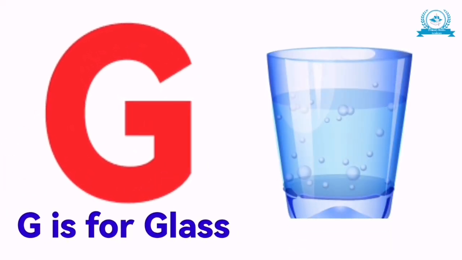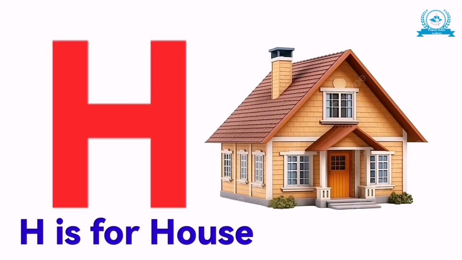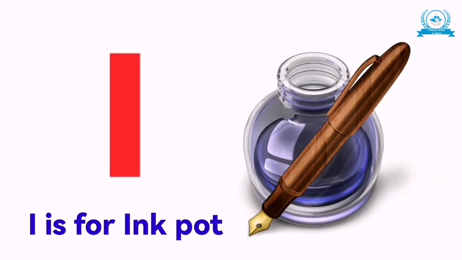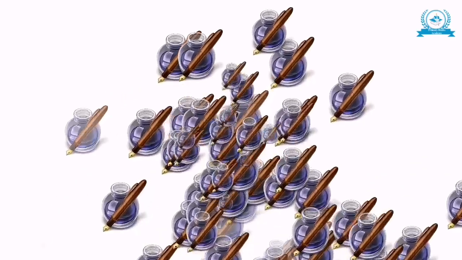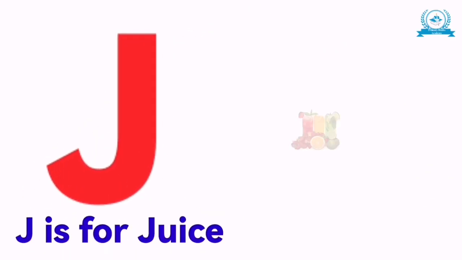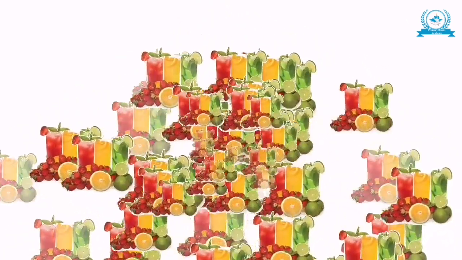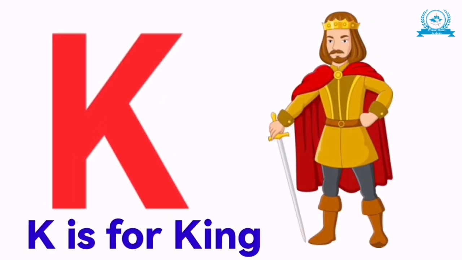G is for glass. H is for house. J is for juice. K is for king.